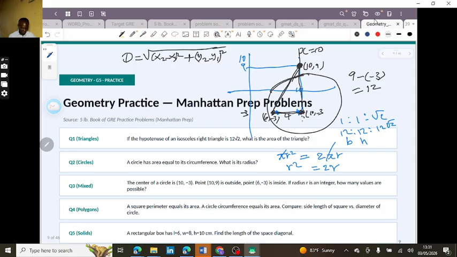What does this actually mean? What this actually means is that this 4, the length of the radius, must be greater than 4, since this length 4 is inside the circle, so it must be greater than 4.